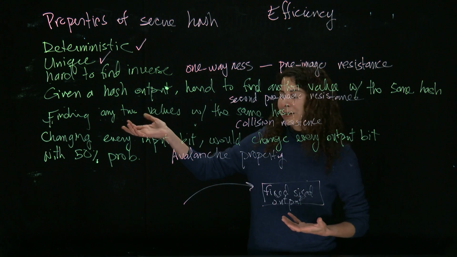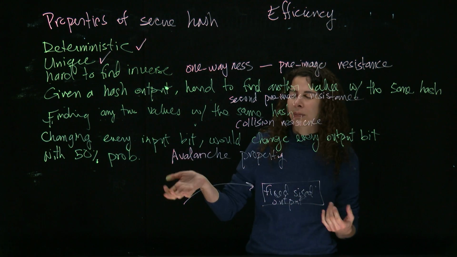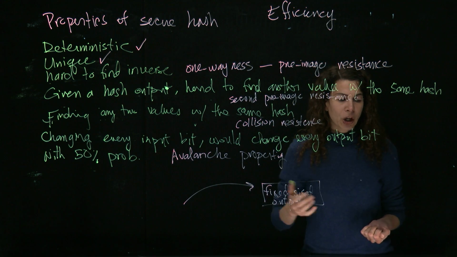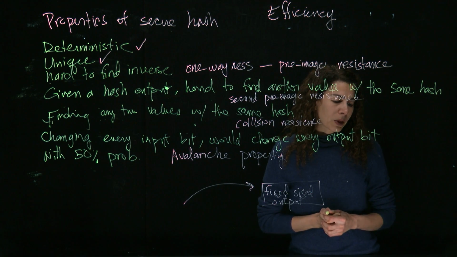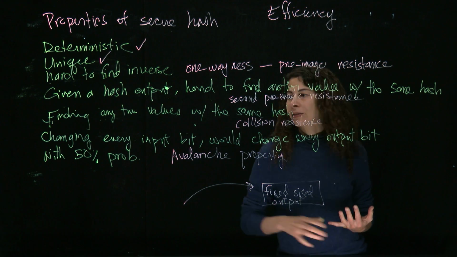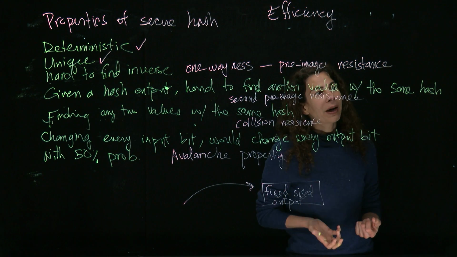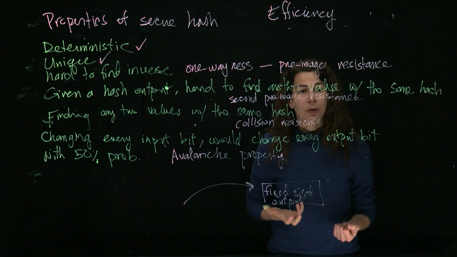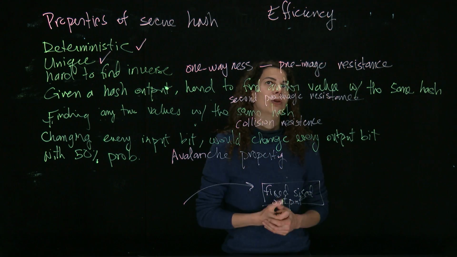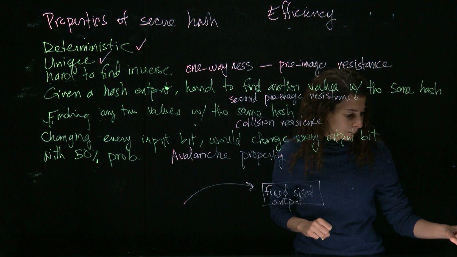A lot of the entries, for example, to the latest SHA algorithm development, SHA-3, which was approved 4 or 5 years ago, most of the entries that made it to the final didn't have security breaches. They satisfied all these properties, and the one that made it to the final was really the one that had the best performance in terms of hardware and software optimization. So efficiency becomes a really big deal when we design hash functions.